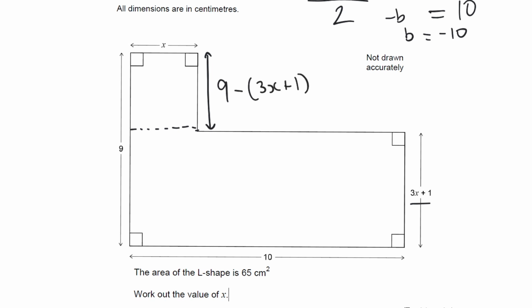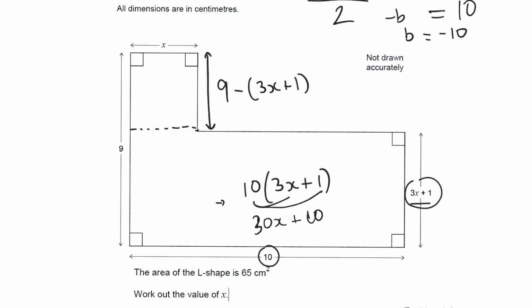Okay, so to work out the area of this shape, it would be length times width, which would be 10 times 3x plus 1. And if I expand that bracket, that would leave me with an answer of 30x plus 10. I'm going to rewrite that so it's neater. Then I'm going to do the same thing with the other bracket.